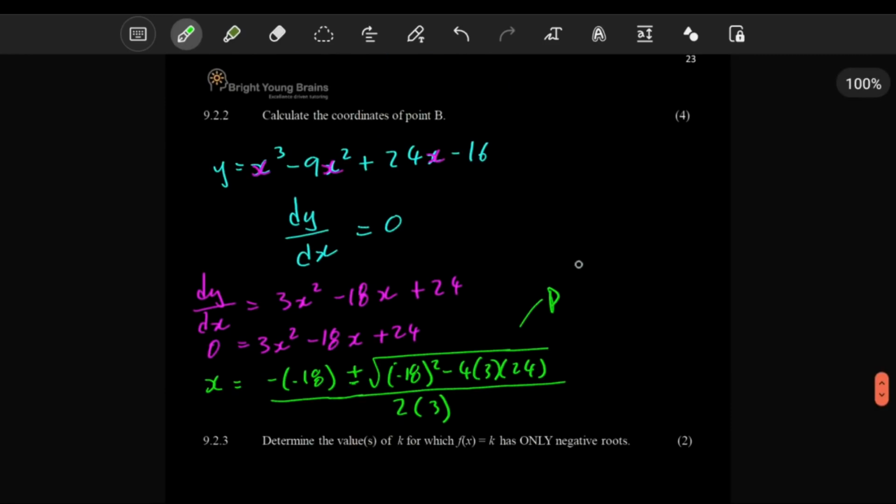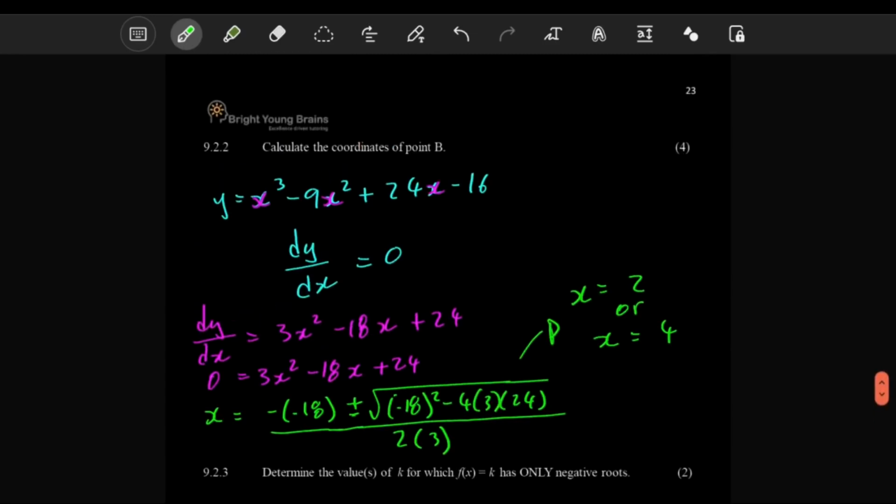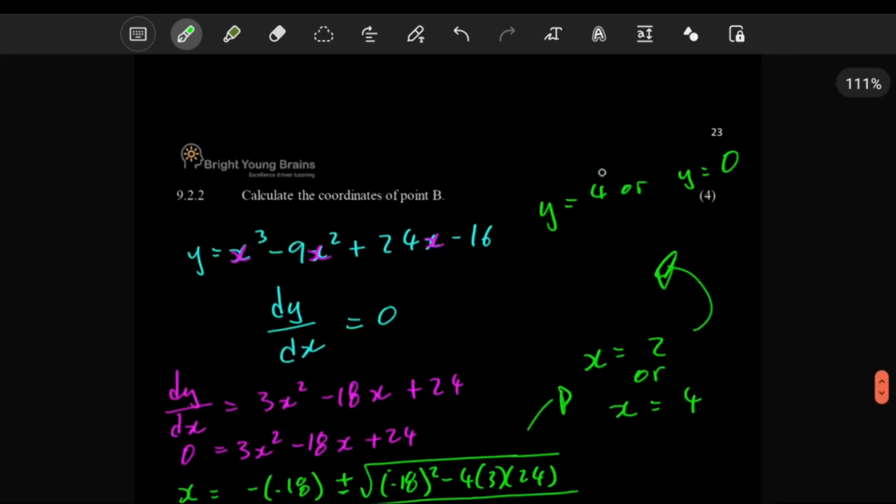So here, our answers come out as x is equal to positive 2 or x is equal to positive 4. You see, those are the x values. To get the corresponding y values, you just throw them back into your equation here. You're going to get y is equal to 4 or y is equal to 0. Wherever x is, you would need to throw a positive 2 there. You get an answer, and for the other one, you're also going to get an answer.